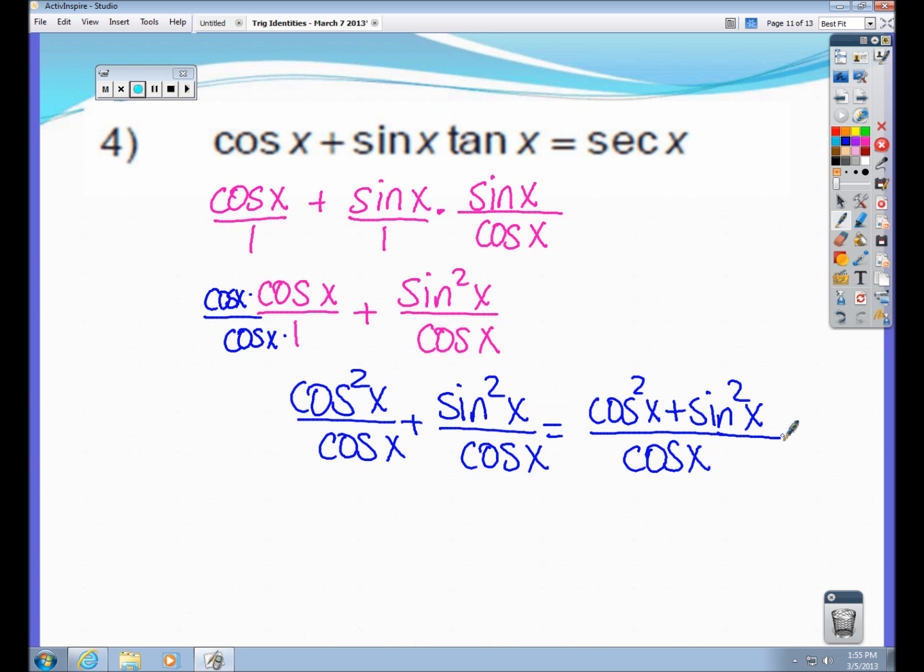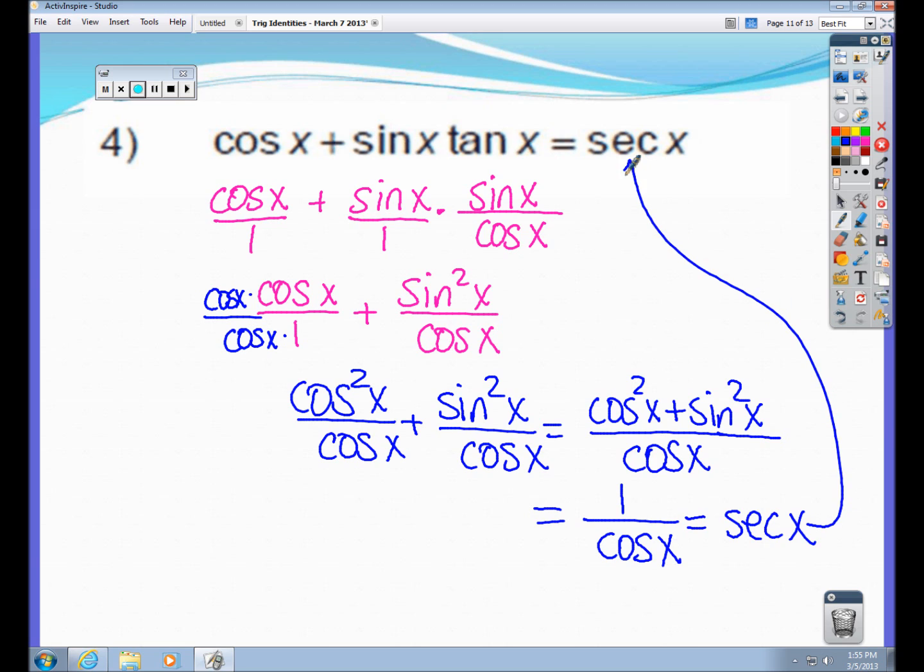Now again, you've got those squares on your trig functions. Look at your Pythagorean identity page and you will see that sine squared plus cosine squared is equal to 1. So that top part is just the same thing as 1. The bottom stays cosine. And 1 over cosine is one of our reciprocal identities. The reciprocal of cosine is secant. That happens to be what we were trying to get. So now we're finished.